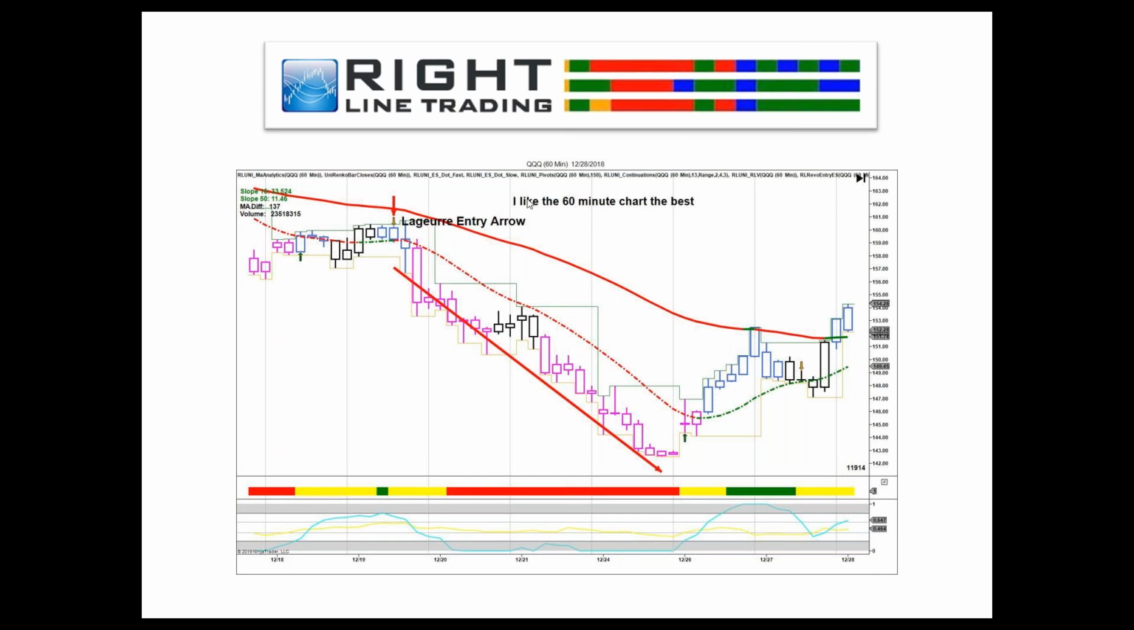You can see this is a 1-hour chart of the QQQs, and this is a huge move. And it spans 3 days.